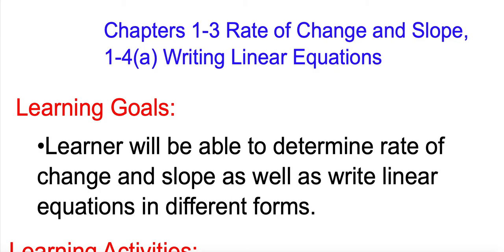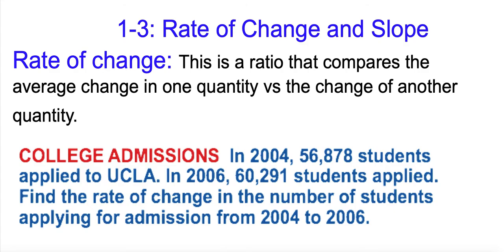All right, so today we're covering rate of change and writing linear equations. That's your heading. And then the next lesson will be the second part of 1.4 and going into 1.5. Okay, so rate of change. We got a definition for rate of change. It's a ratio that compares the average change in one quantity, okay, change in one quantity versus change in another quantity.